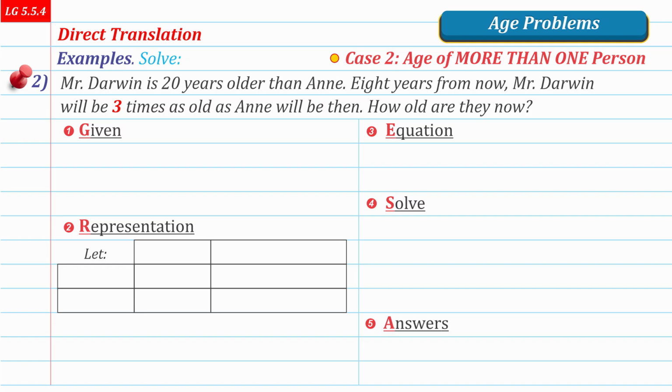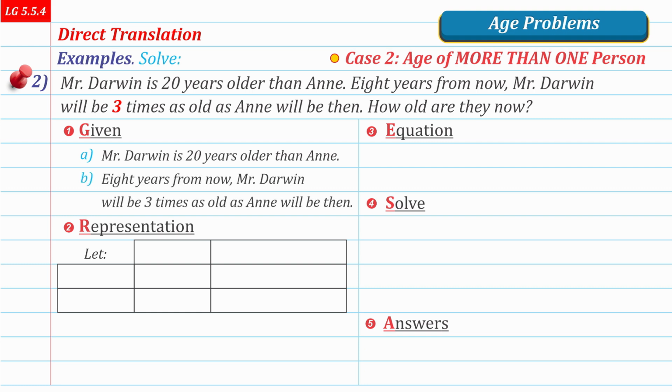Now, let's look at the given. We have two main facts. Fact A. Mr. Darwin is 20 years older than Anne. That's the first given. Second given. 8 years from now, Mr. Darwin will be 3 times as old as Anne will be then. Now, how do we represent their ages?